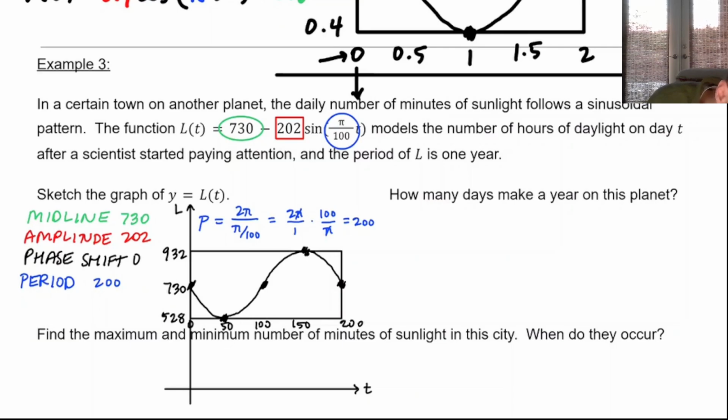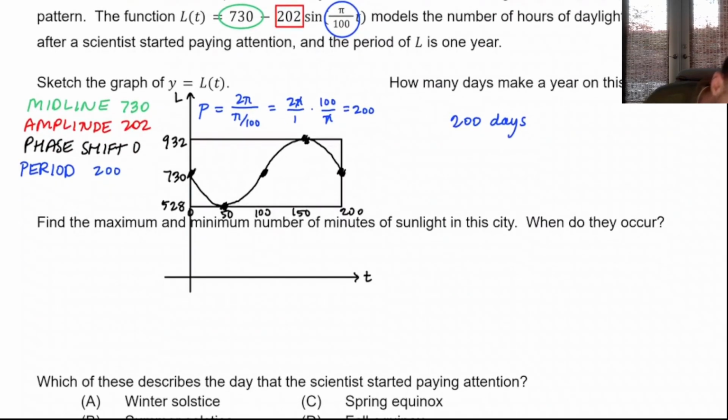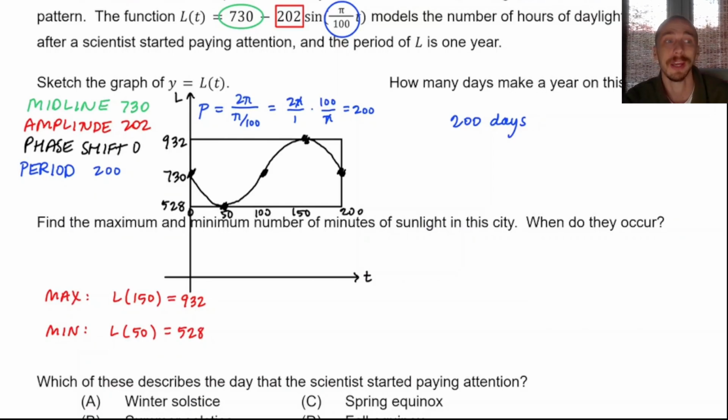Okay, so how many days make a year? That's the period, 200 days. Find the maximum and minimum number of minutes of sunlight in the city. When do they occur? Okay, well, the maximum is happening at time t equals 150 days, where the number of daylight minutes is equal to 932 minutes. Okay, and the minimum value is happening at 50 days. So L of 50 is equal to 528.